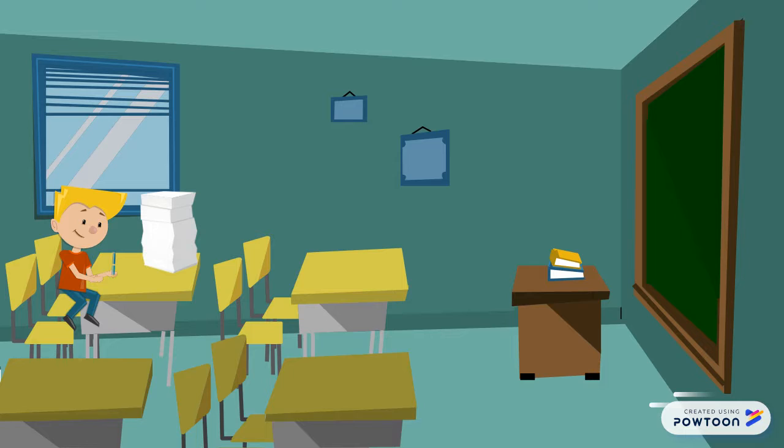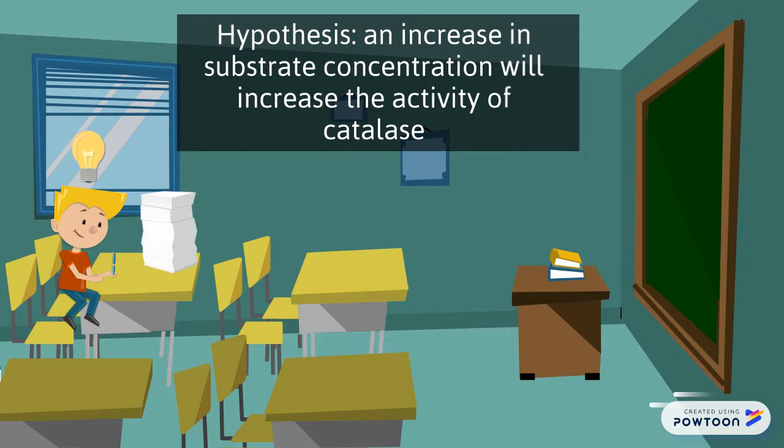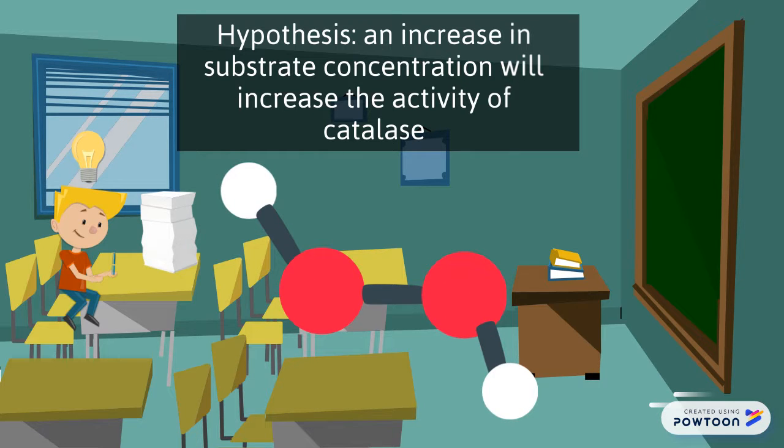To prove Jerry wrong, Philip decides to test whether the concentration of the substrate affects the activity of catalase. His hypothesis is that an increase in substrate concentration will also increase the activity of catalase, as an increase in substrate concentration will increase the rate of reaction between the substrate and enzyme. Philip has decided he will test substrate concentration by performing an experiment using hydrogen peroxide as the substrate and catalase as an enzyme.